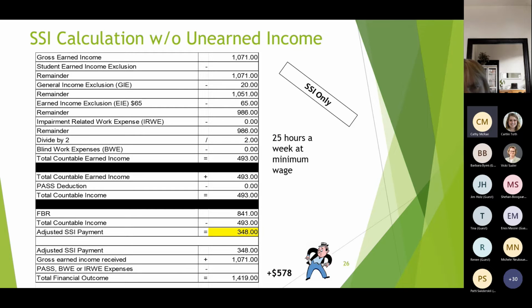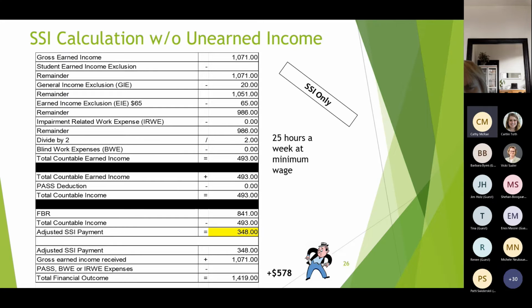Is that what that says? Sorry, let me put on my glasses so I can read. How about that? $986. And then they take $986, they divide that by 2. That's going to leave us with a total countable earned income of $493. Now, some people are going to look at that and say, well, it's not even worth going to work.